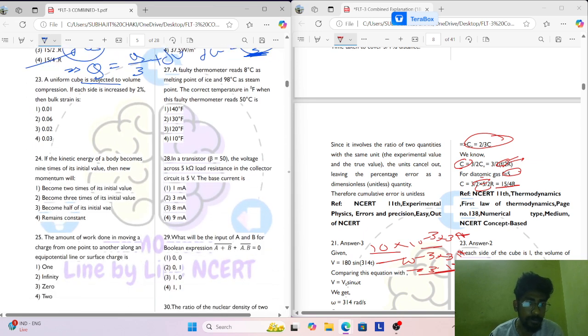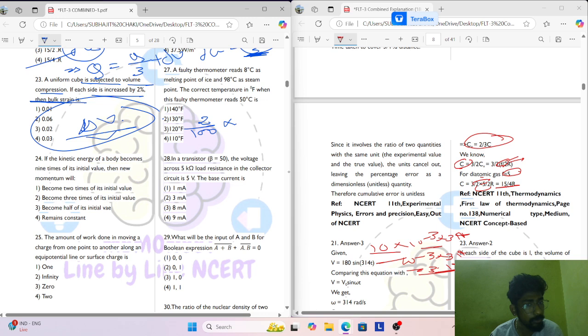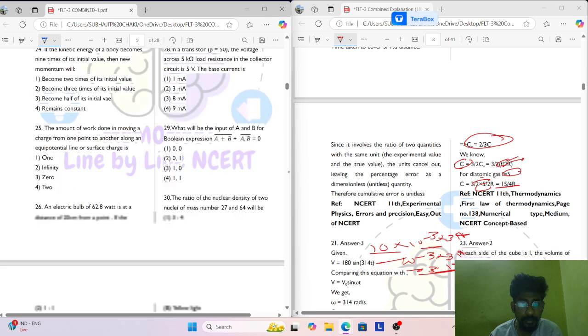A uniform cube is subjected to a volume compression. If each side is increased by 2%, what is the bulk strain? Bulk strain is given by the formula del V by V. Whenever you are seeing this kind of numerical, just divide the change and multiply it with the exponent. It is change in the volume, so volume means something cubed, so it will be multiplied by 3, the power. What is the exponent here? 3, right? So you will get 6 by 100, that means 0.06 will be our bulk strain.